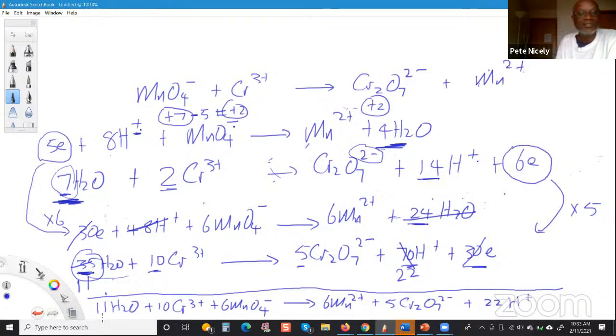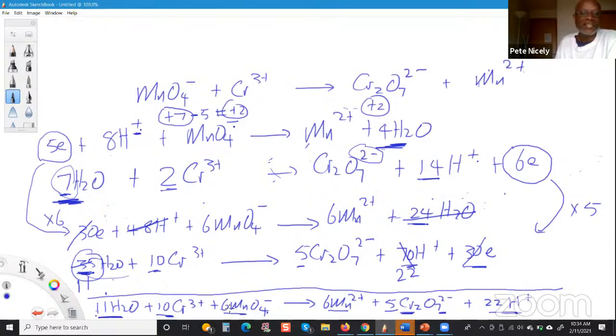So let's do that now. We have 22 hydrogens here, which balances with the 22 hydrogens here. We have 10 chromiums here, which balances with the 5 times 2, 10 chromiums here. We have 6 manganese here, 6 manganese here. As far as the oxygens are concerned, we have 11 plus 24, 6 times 4, 24. So 24 plus 11 gives you 35 oxygens. And we have 5 times 7, 35 oxygens. So the oxygens are balanced.